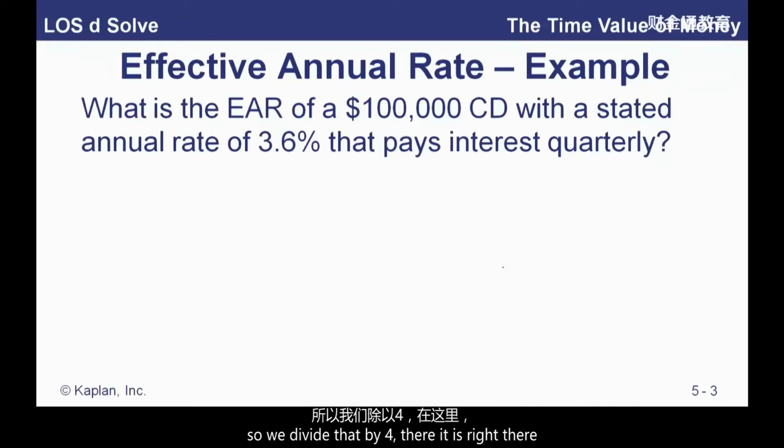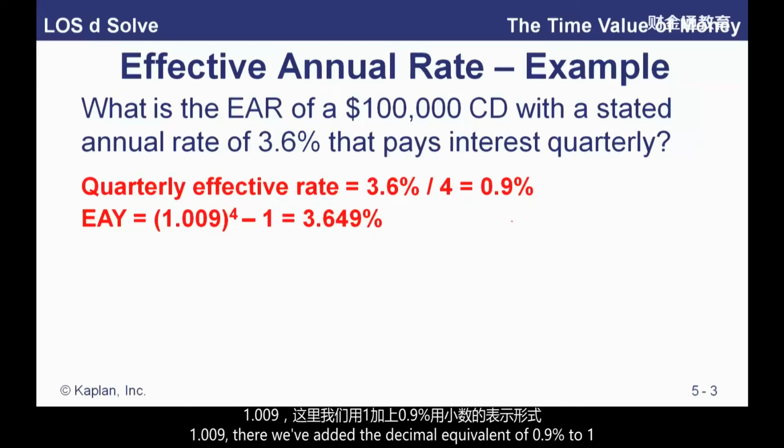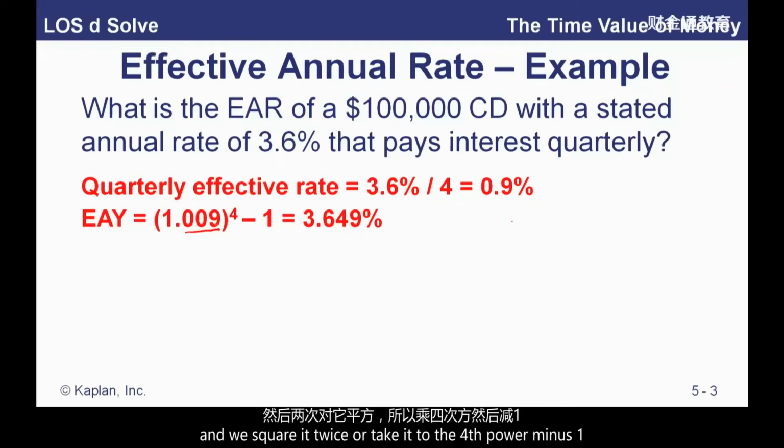So we divide that by 4. There it is right there. So we've got 0.9% each quarter, 1.009. There we've added the decimal equivalent of 0.9% to 1. And we square it twice, or take it to the 4th power, minus 1. And we see the effective annual rate on that is 3.649%.